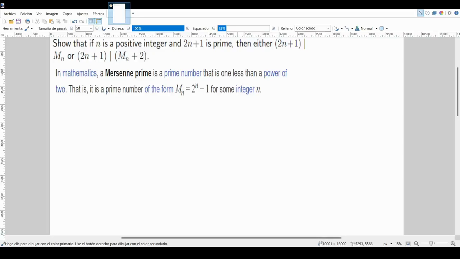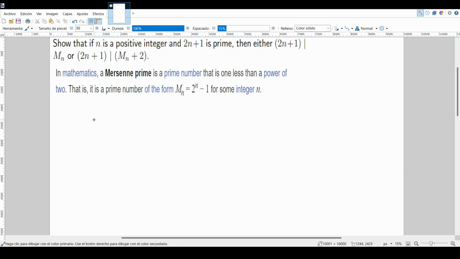Okay, so the problem we have here is we are assuming that n is a positive integer and 2^n plus 1 is prime, and we are trying to show that 2^n plus 1 divides either the nth Mersenne number or the nth Mersenne number plus 2.